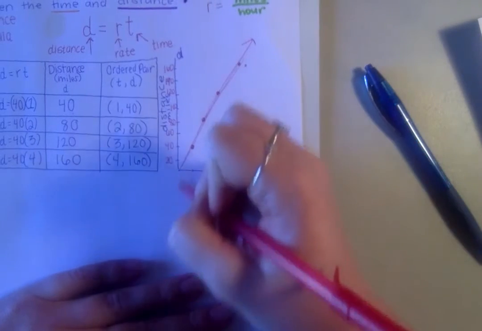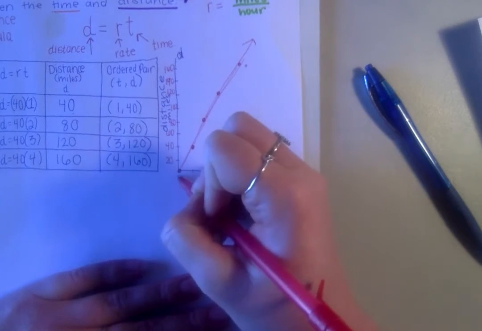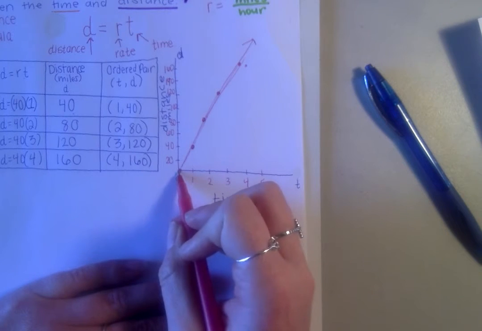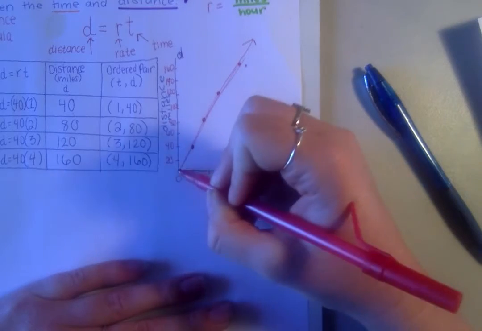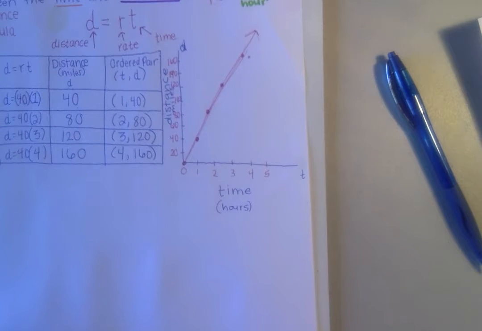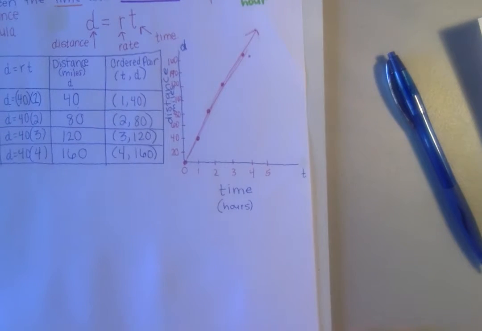And again, this makes sense right here because at zero time, do I go any distance? No. If I haven't traveled any time, I'm not going to go anywhere. So my distance is 0, my time is 0. But here I can see I have now graphed my distance. And yes, that's an example of your distance formula.